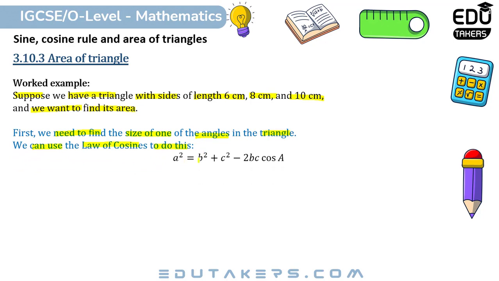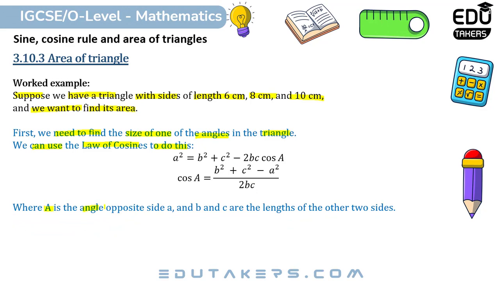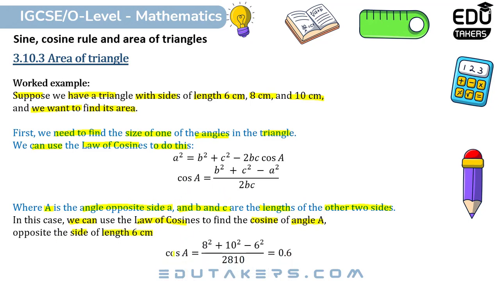a squared equals b squared plus c squared minus 2bc cos A. So cos A will be equal to this, where A is the angle opposite to side a and b and c are the lengths of the other two sides. In this case, we can use the law of cosines to find the cosine of angle A opposite the side of length 6 cm. Putting the values of b, c and a, we get cos A equals 0.6.